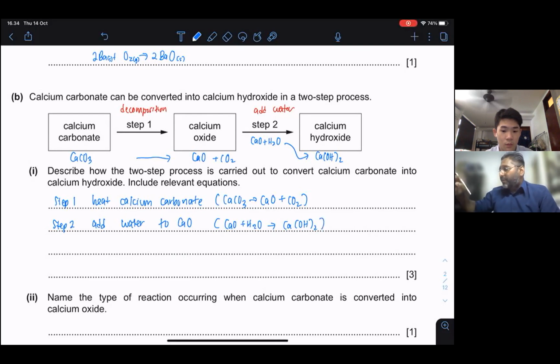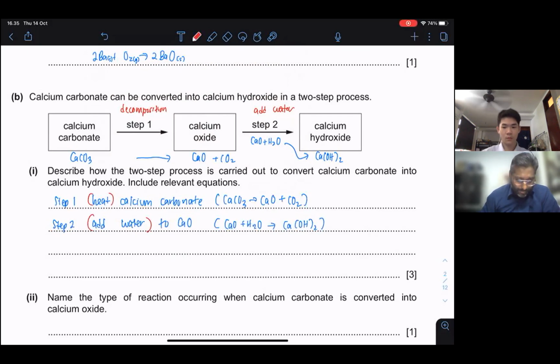While I'm doing this, I will also look at the answer key. So everything is correct. The answer key is just telling you that one, you must heat. So they give you a mark for heat, then add water, and then the equations. Heat, add water, and the equations will give you 3 marks, which in this case we are getting the 3 marks.